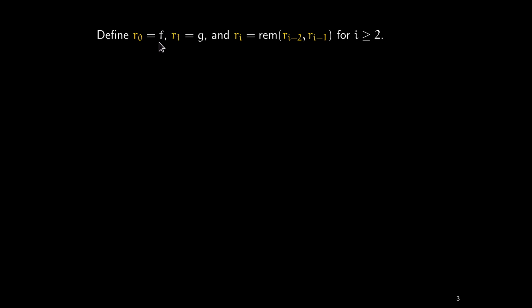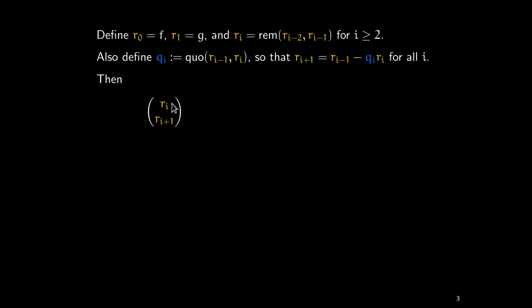The zeroth remainder is one of the input polynomials, and the first remainder is the other one. Then each remainder, the ith remainder, is obtained by dividing the polynomial of two days ago by yesterday's polynomial. This remainder also has a corresponding quotient. Let me put them in blue. Then you have this relation that says the next one is the previous one minus q times the current one. And this you can write as a matrix-vector multiplication.